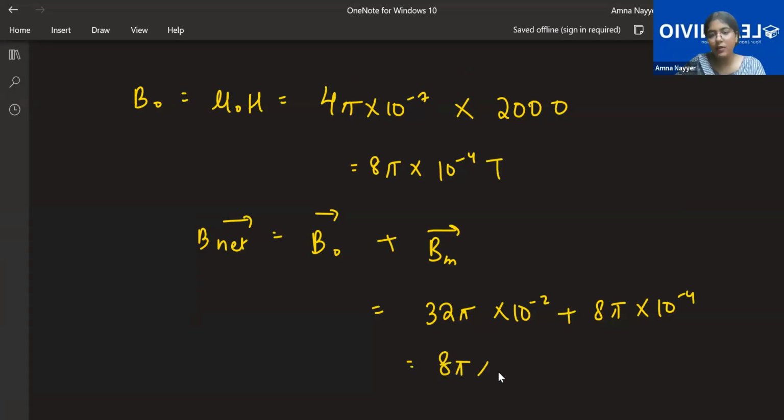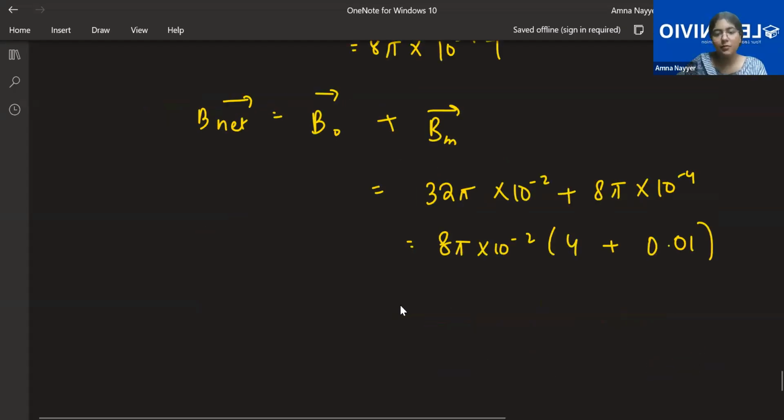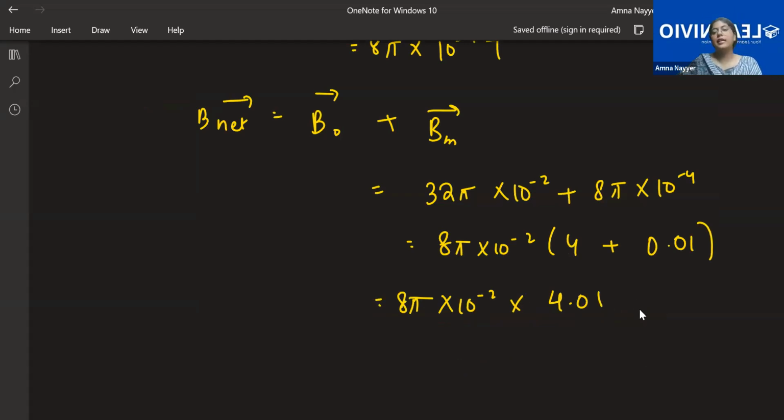If I take 8π into 10 to the power minus 2, then 4 plus 0.01, right? 10 to the power minus 2. So this makes it 8π into 10 to the power minus 2 into 4.01. Something like this, the net magnetic field will come.